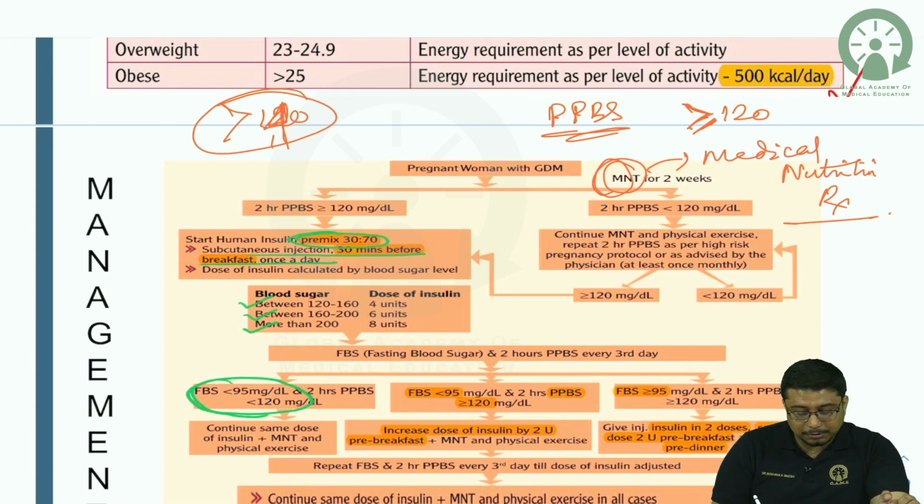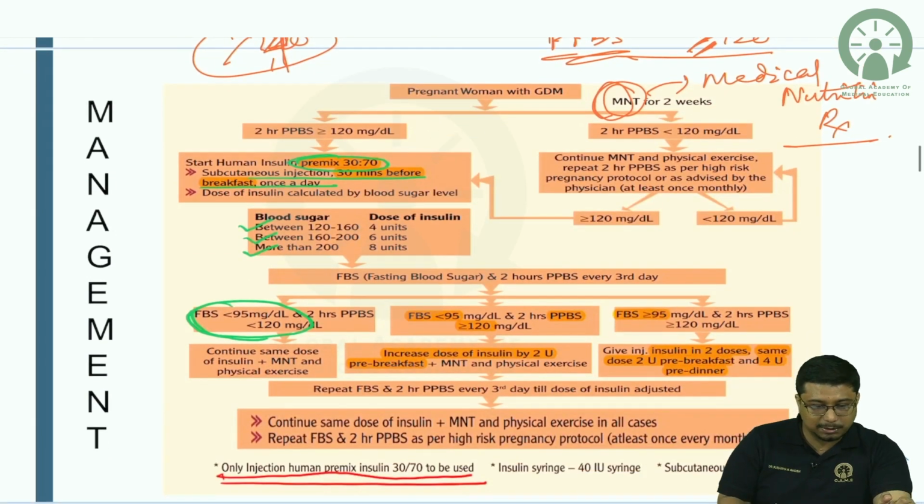So what if this PPBS is more than 120? Then we have to introduce insulin. This chart is again available at my Instagram account, Dr. Sunabha. Every document is shared there.